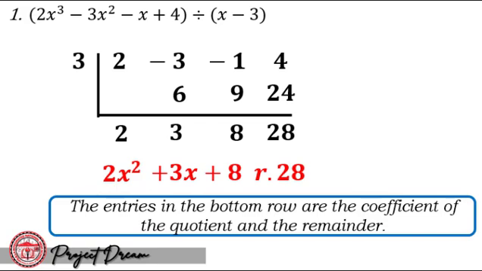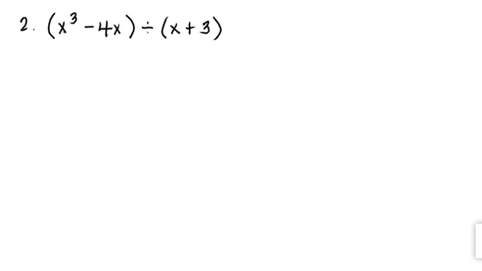Maliwanag po ba, mga mag-aaral? For our second example, we have x cubed minus 4x divided by x plus 3. So the first thing that we're going to do is get the opposite of the constant of our divisor.